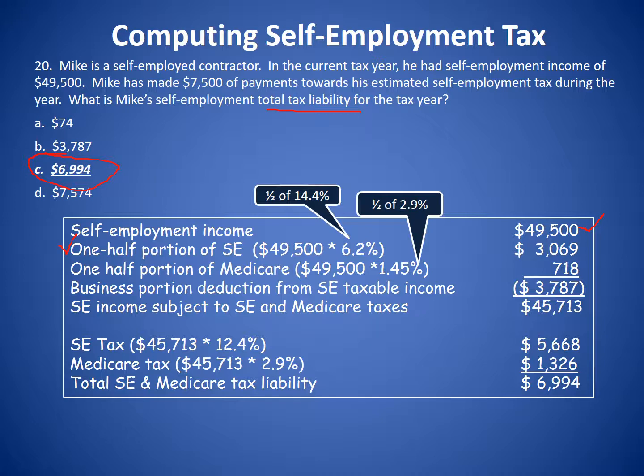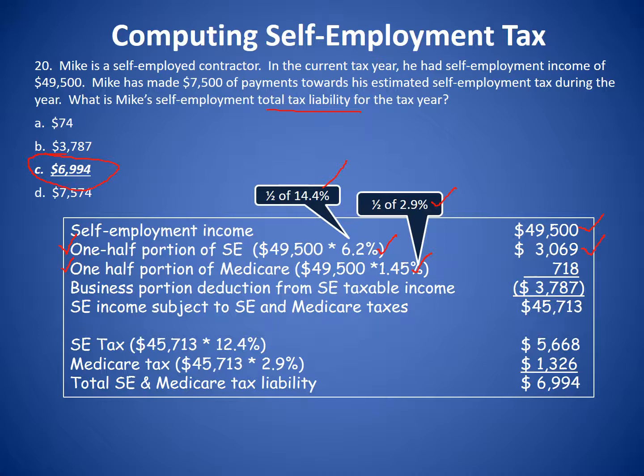Now, what we're allowed to do is subtract out 1/2 of the portion of the, in effect, Social Security taxes. Those taxes would be 14.4%, so half of that would be 6.2%. And we're also allowed to subtract out 1/2 of the portion of the Medicare taxes. The Medicare total taxes are 2.9%, so we're going to be able to subtract out 1.45%.